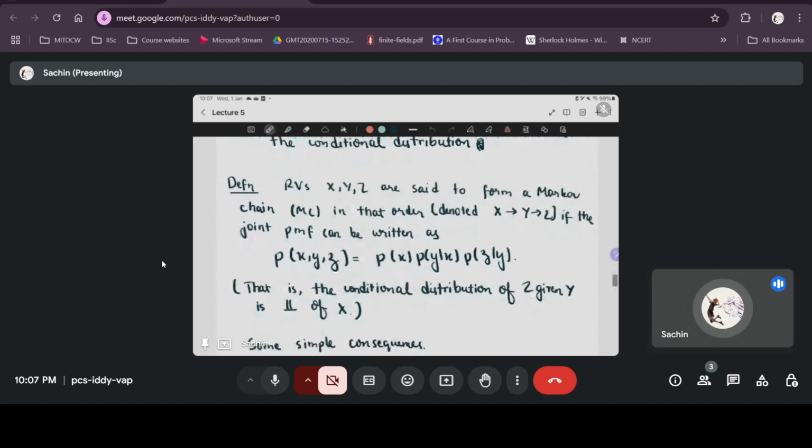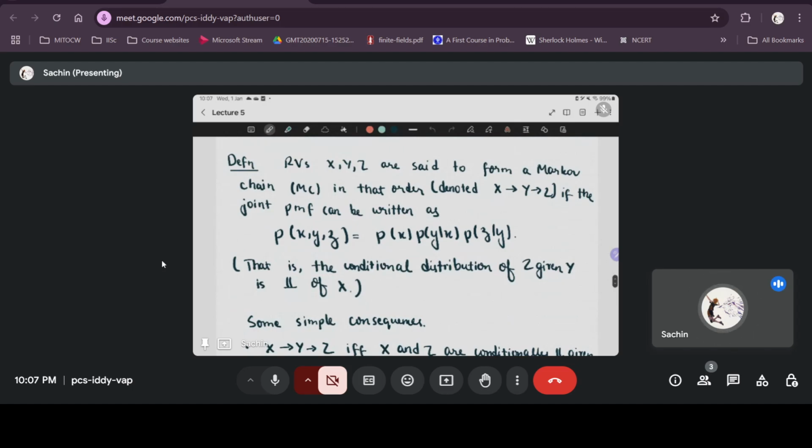Then we moved on to data processing inequality. And to understand data processing inequality, we need to know a few terminologies. So we define a few quantities. First definition is the meaning of a Markov chain. We say that three random variables X, Y, Z form a Markov chain in the order X → Y → Z. So the order is important here.